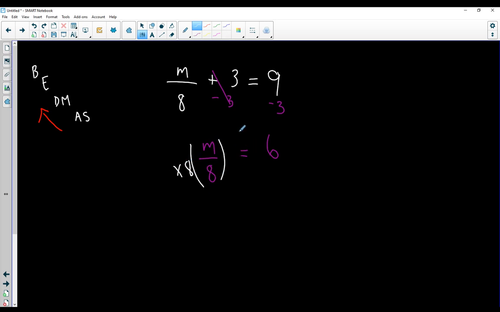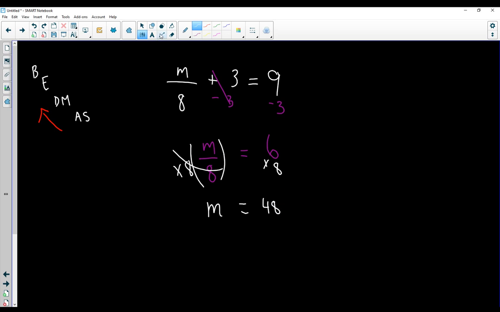Again, what I do to this side of the equal sign, I have to do to this side of the equal sign. So this would cancel. I'd leave m all by itself. And then we multiply. We've got 6 multiplied by 8. 6 multiplied by 8 is 48.